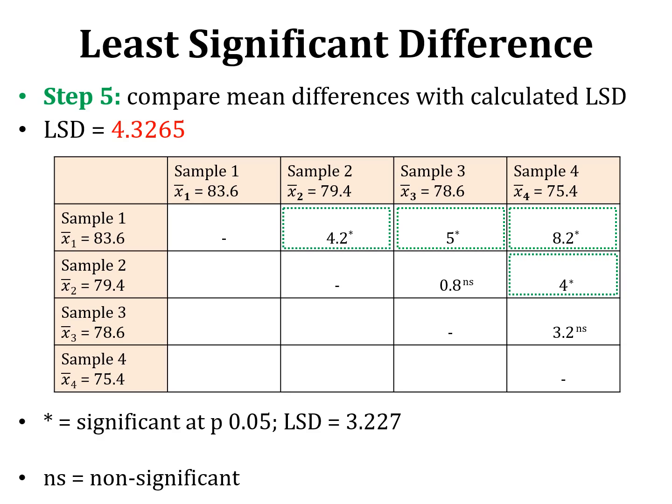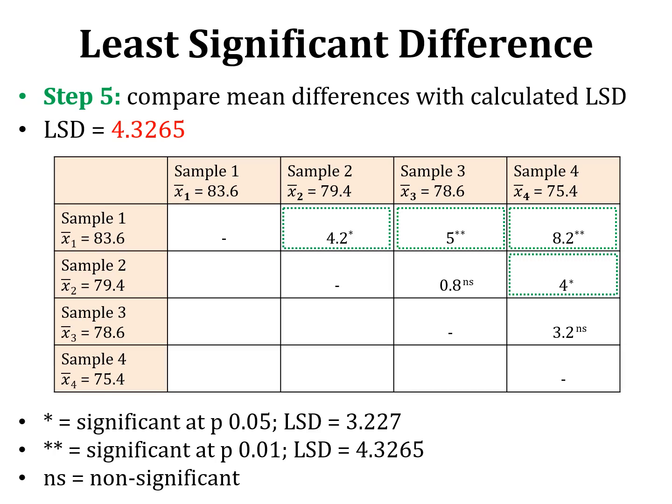Now the next difference is 5, right? So the difference between sample number 1 and 3 means is 5, and this is greater than LSD at 0.01. So what we are going to do with that is we are going to place another asterisk, right? So now what does this double asterisk mean? This double asterisk means that this value is significant at the probability level of 0.01, right? So which in this case is LSD value of 4.3265. Then the next pair is sample number 1 and 4, and the difference is 8.2, which is also greater than LSD. So we are going to add another asterisk over here.